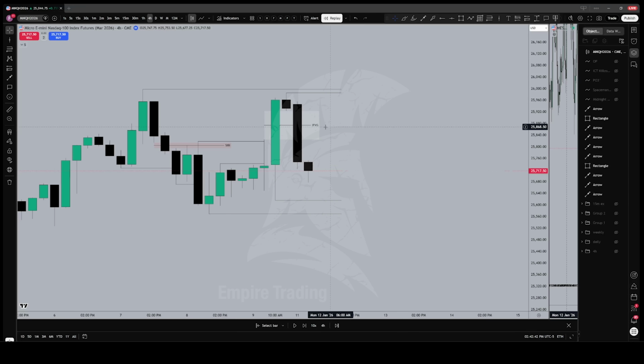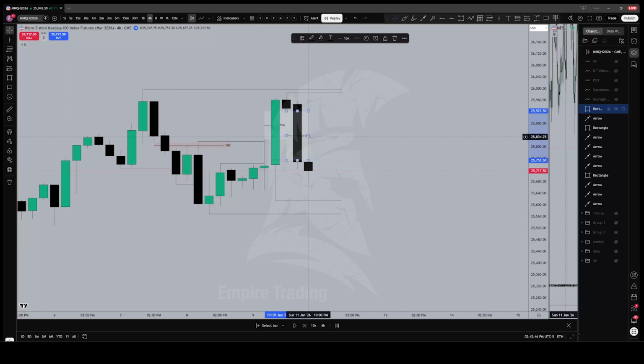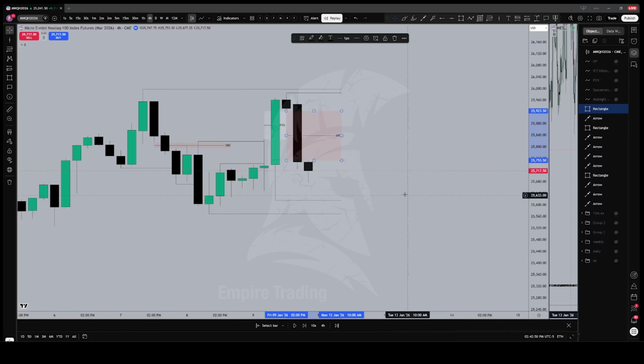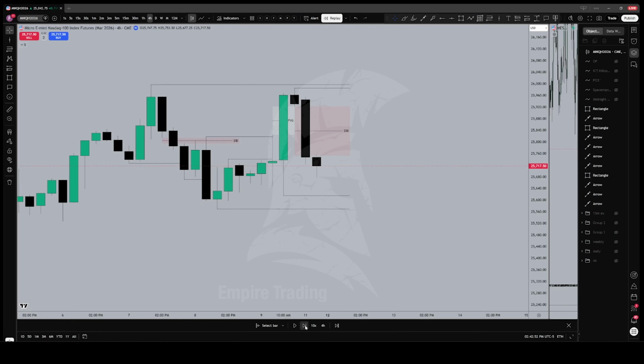Nothing new to add apart from what? We now have a bearish fair value gap, right? I know this is tedious, bear with me. We're going to do a few more. Nothing new there. And then boom.